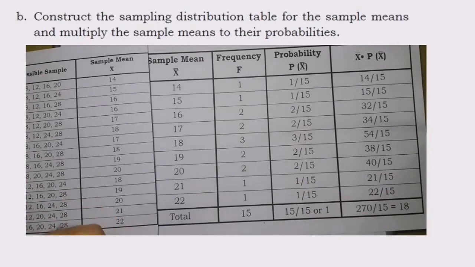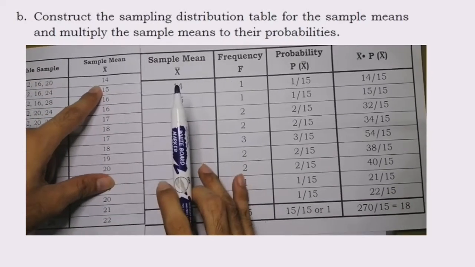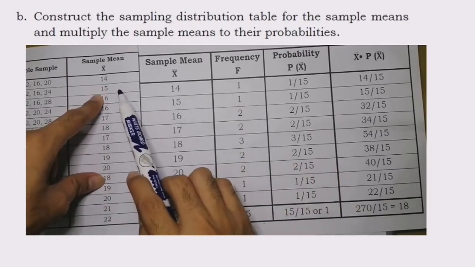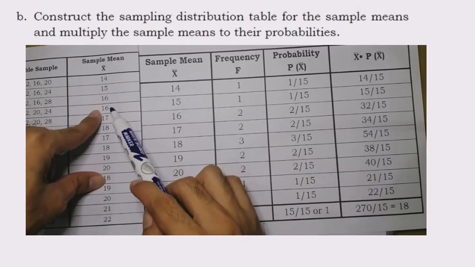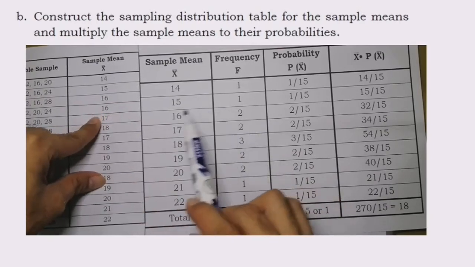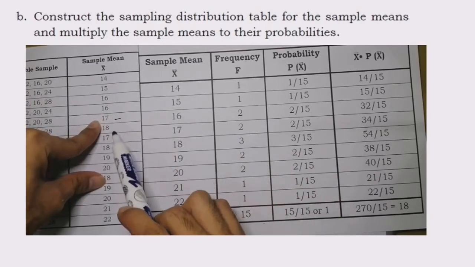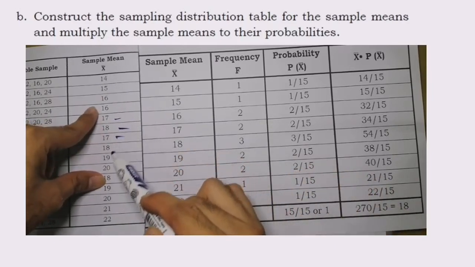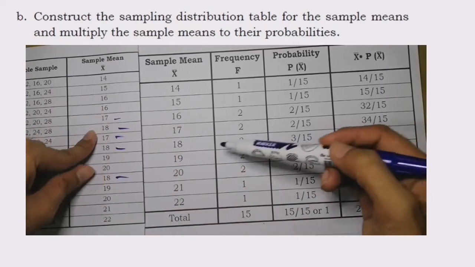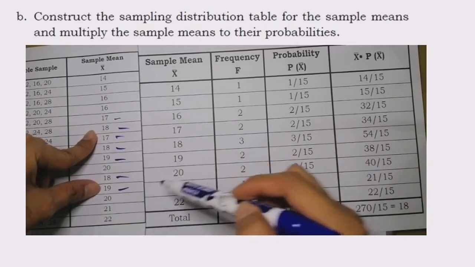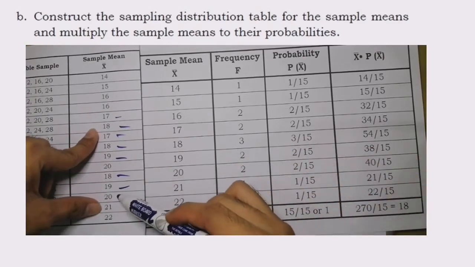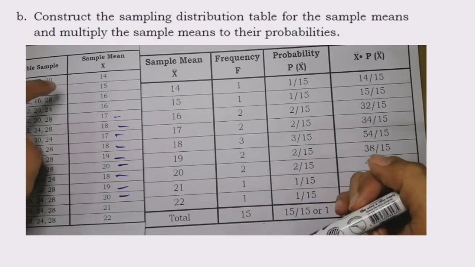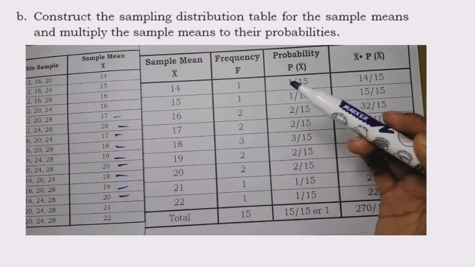So kung nakabantay mo diri sa atong previous nga table, ang 14 is usa ra, so mao ning usa. Ang 15 usa ra pod. Ang 16 naay duha, so mao nang duha gibutang. Ang 17 naay duha, so duha pod. Ang 18 naay tulo, so 1, 2, 3. 19 naay duha, so kana. 20 duha pod ka buok. And 21 og 22 usa-usa. So again, ang atong gi-referan ana is katong sample mean sa atong previous nga table.